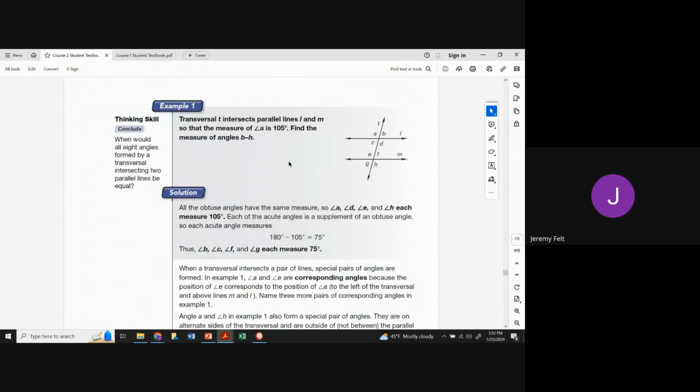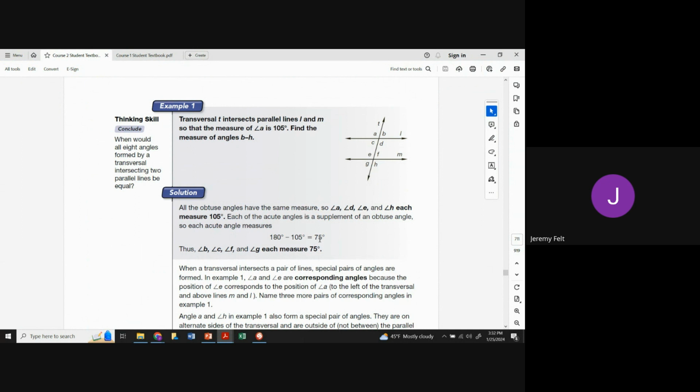So if we're looking here, and A is 105, well, I know A plus B or A plus C, either way, have to add up to 180. So I know B has to be 75. So now all of my obtuse angles, A, D, E, and H, are all 105, and then B, C, F, and G are all 75. So it makes it nice and easy. There's only 2 different angle measurements.